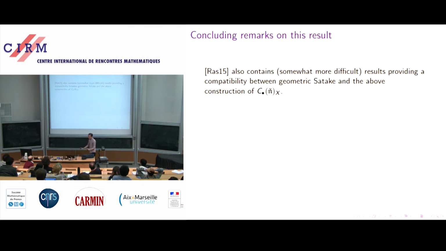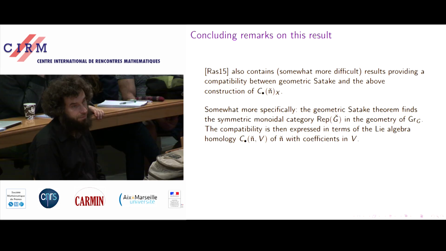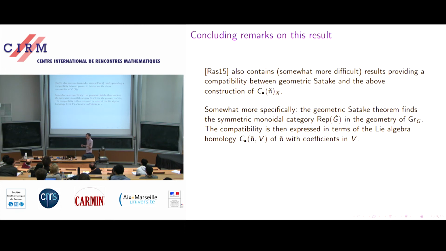OK, so now a couple more comments. This paper I cited earlier on my website does establish some kind of compatibility between geometric Satake and this construction. Geometric Satake realizes the category of representations of the Langlands dual group in terms of the geometry of the affine Grassmannian. But you should remember representations of the Langlands dual group. Just to give a feeling for what this compatibility is, the terms of this are about the Lie algebra homology of n check with coefficients in a representation of the Langlands dual group.